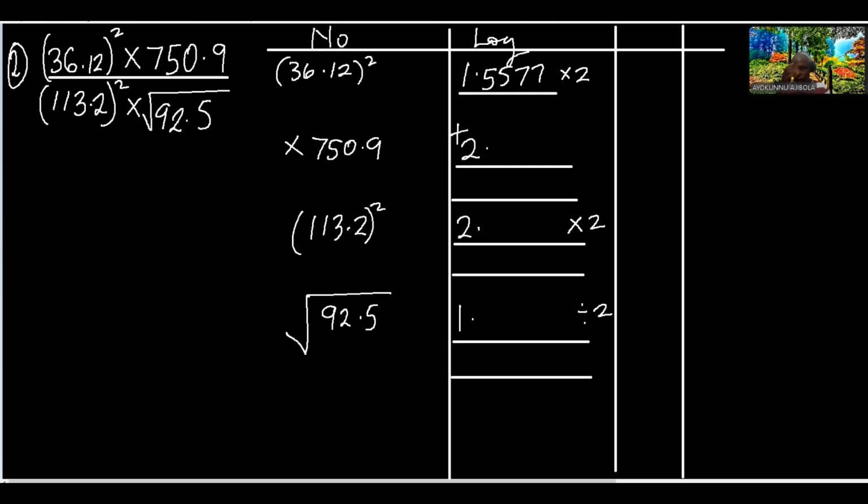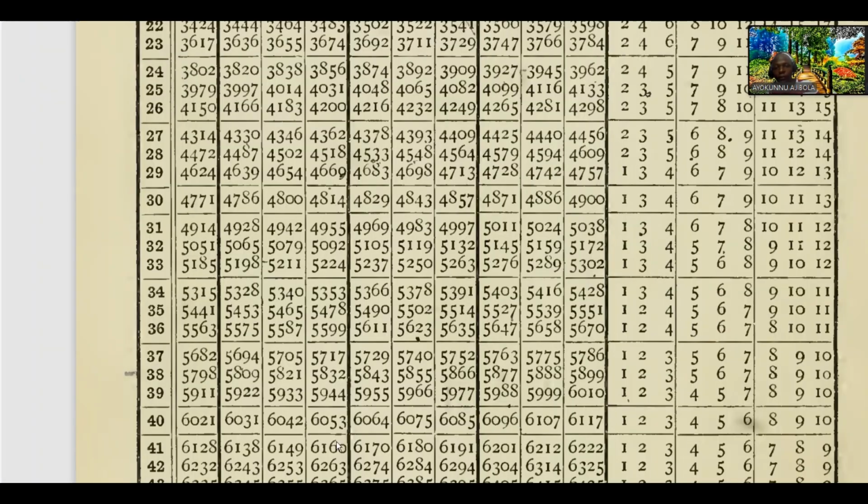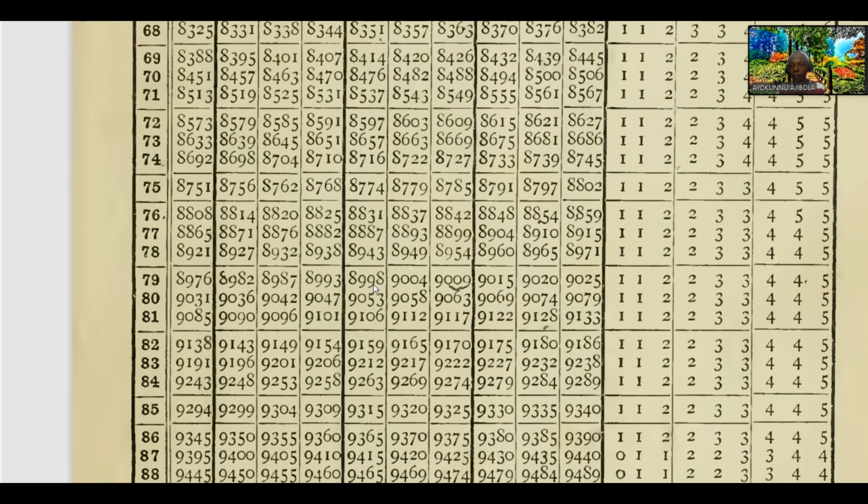5577. Then I want to multiply by 2. Okay, before I multiply, let's check all the remaining logarithms. Logarithm 75 under 0, difference 9. So 75 under 0 is 8751. Difference 9 is 5, so 8756.